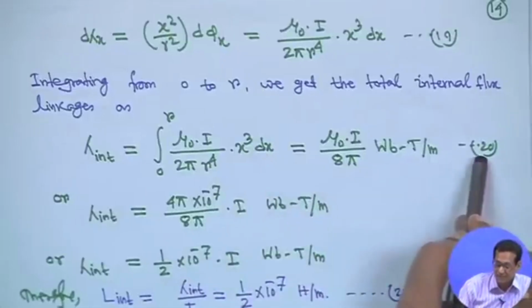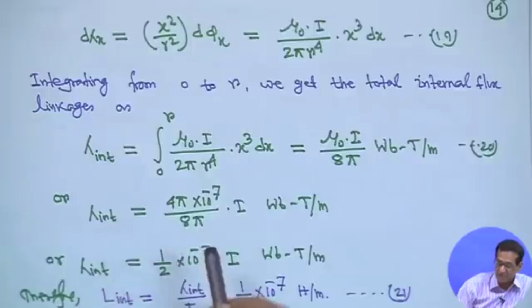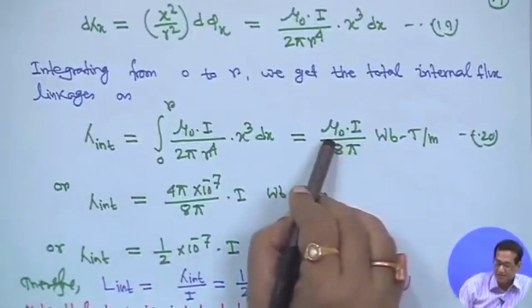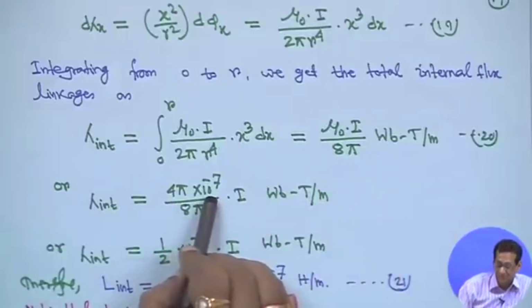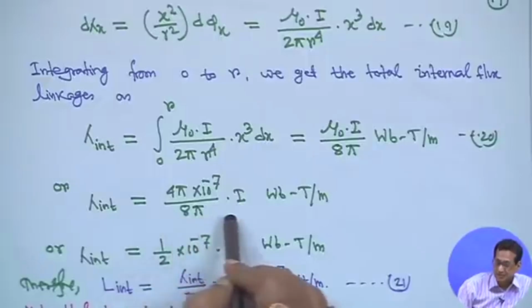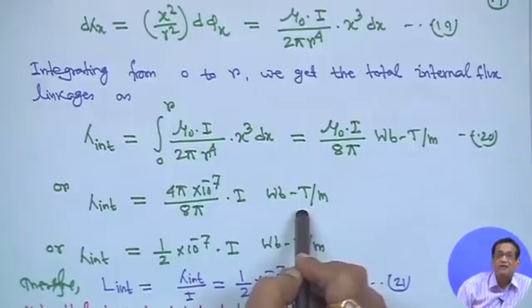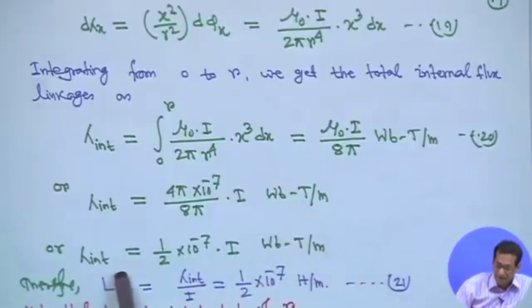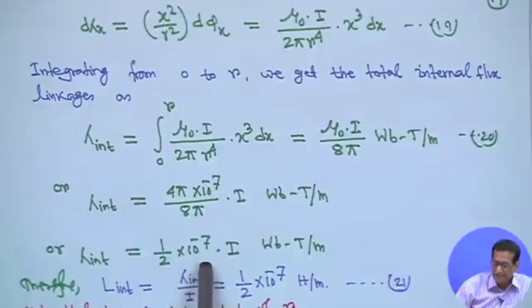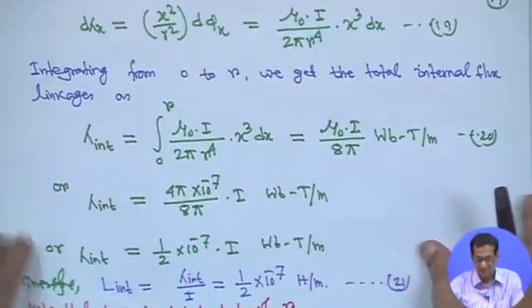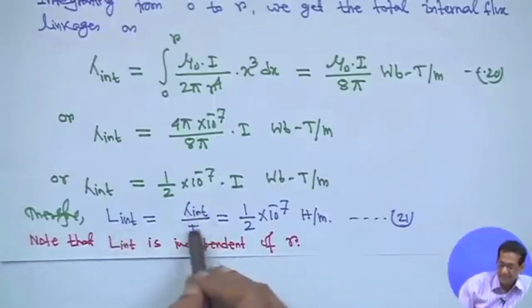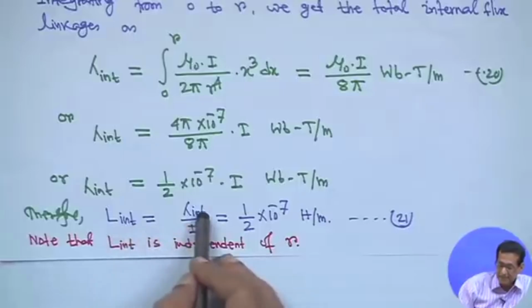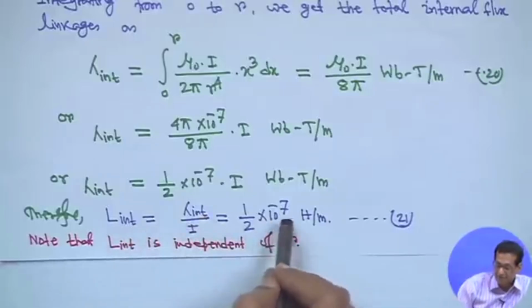So, this is equation 20. That means λ internal, with μ0 equal to 4π into 10 to the power minus 7 Henry per meter, we substitute here 4π into 10 to the power minus 7 divided by 8π into I Weber turns per meter, or λ internal is equal to half into 10 to the power minus 7 into I Weber turn per meter. This is the flux linkage per meter. Therefore, inductance internal is equal to λ upon I.